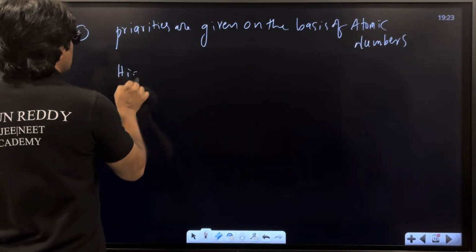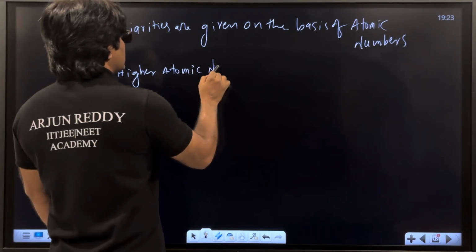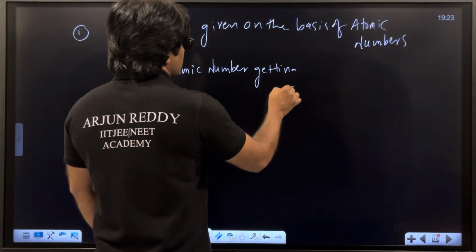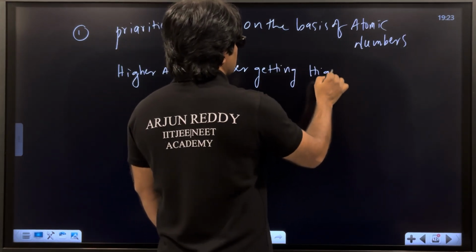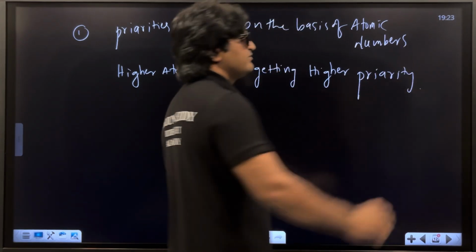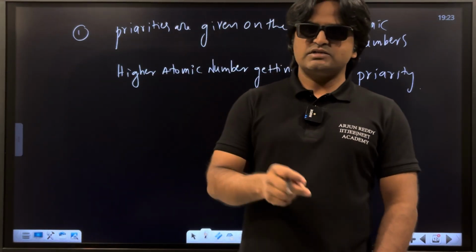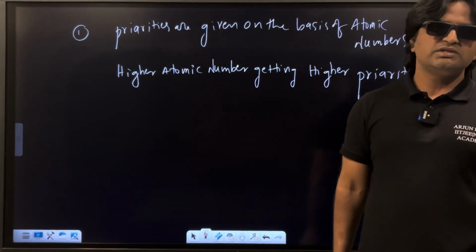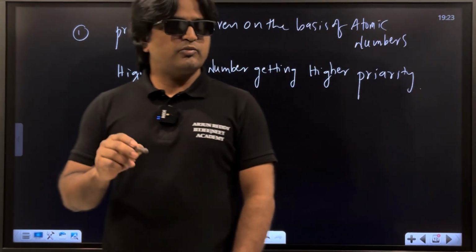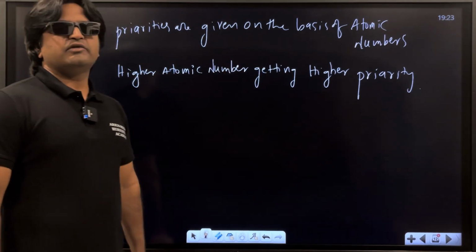Higher atomic number gets higher priority. That is the first important point. So whenever RS configuration, absolute configuration, is given, first we go to the atomic number according to CIP rules. How do we provide priorities? Priorities are provided on the basis of atomic number.